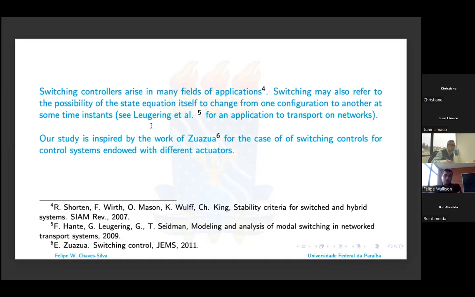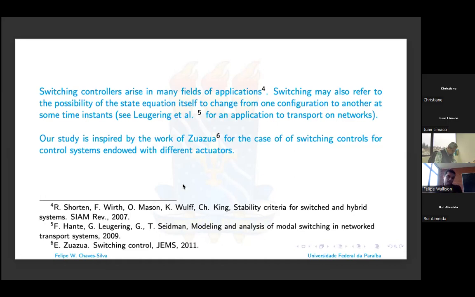Our work is very much inspired by the work of Zuazua in 2011 for the case of switching controls for distributed systems. In 2011, Zuazua wrote a very nice paper in the Journal of the European Mathematical Society in which he addressed this kind of problem and brought people's attention to it from a control theory point of view, which is what we are interested in here.